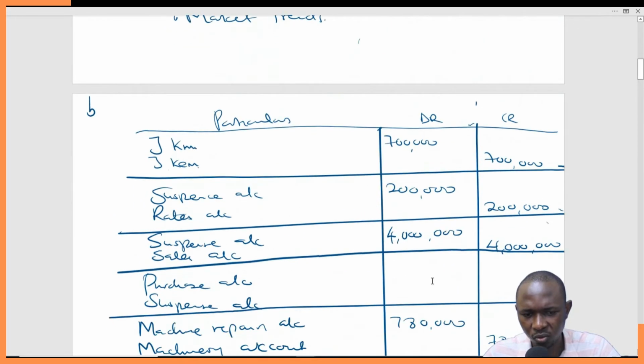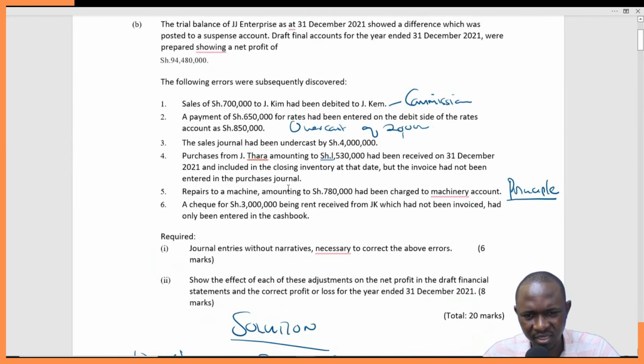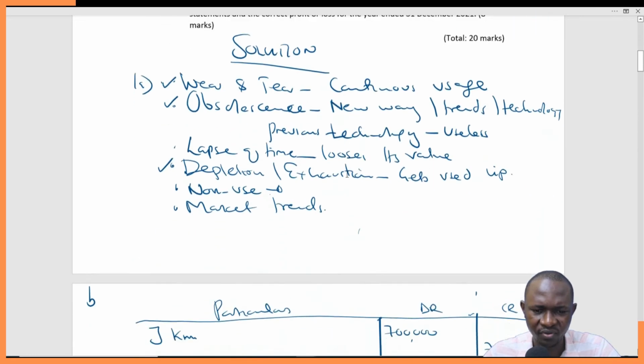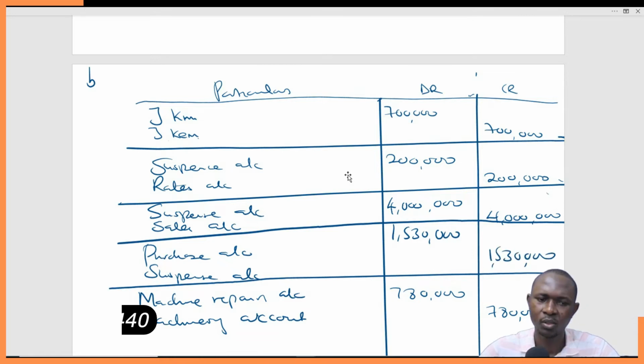So that's the difference. And then we forgot to put the figures here, purchase and suspense. Let me just get the figures. Purchase, the figure was 1530. So 1530 and 1530. Okay.